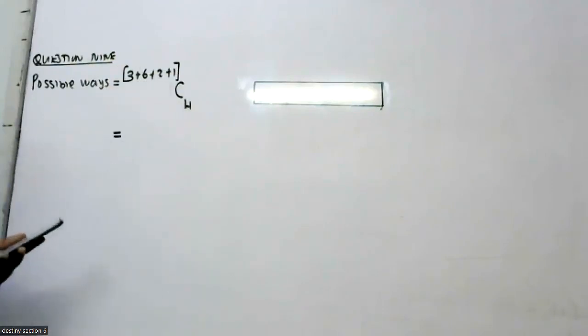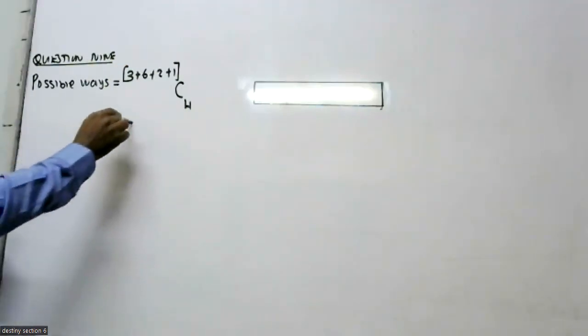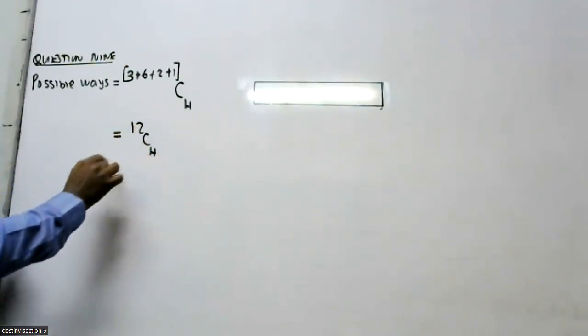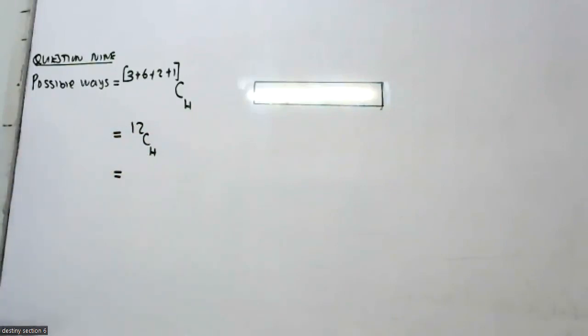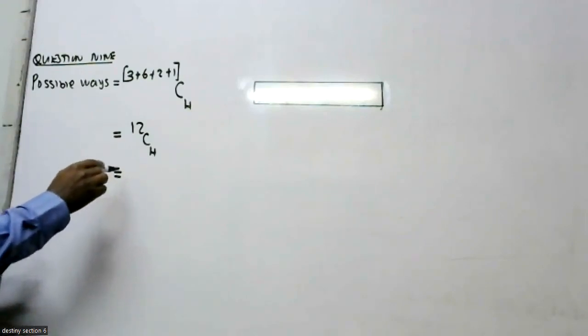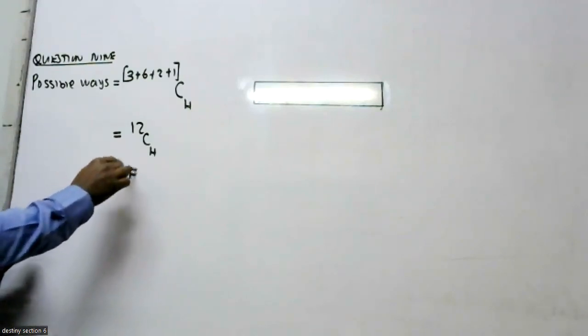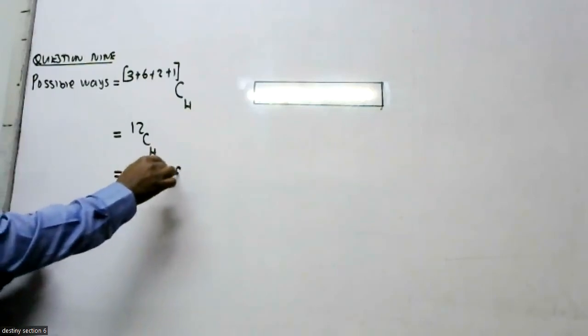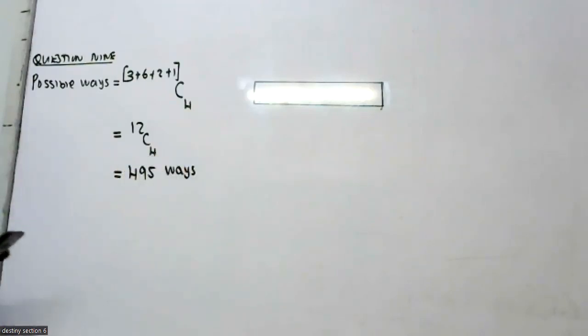So these are 12 guys. So 12 combined 4. Tell me how many ways those ones are. 12 combined 4. 495 ways. Yeah, 495 ways. So that is what is possible.